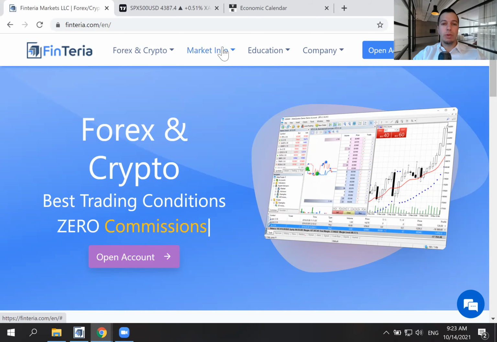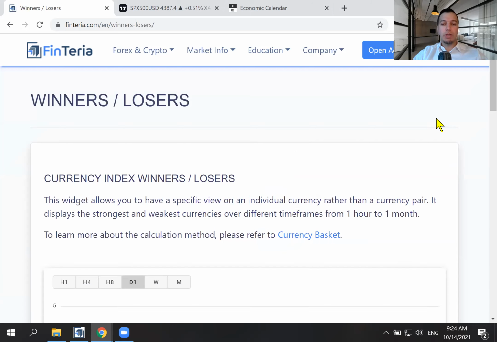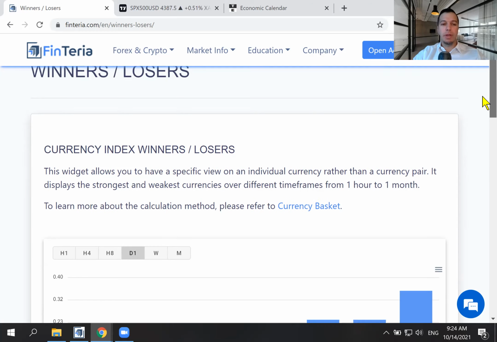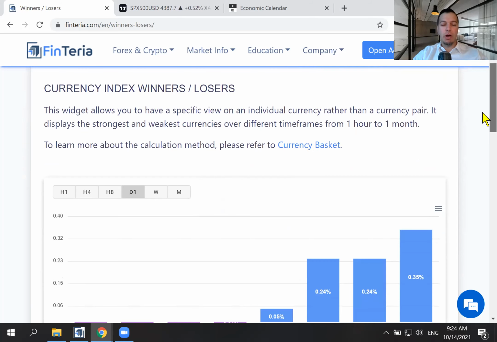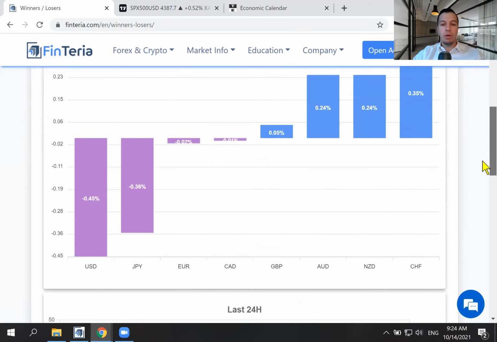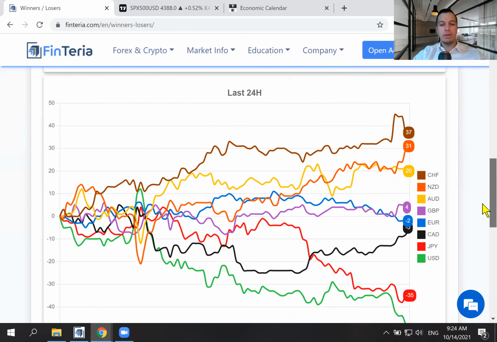So let's start our analysis. I'm going to use winners and losers. It's my favorite tool, and it really helps me to understand what is happening in the market, which currencies are the strongest and the weakest. Each currency is compared with a basket of 8 currencies, and by doing so, we have clear tendencies and understanding of which currencies are strong and weak.